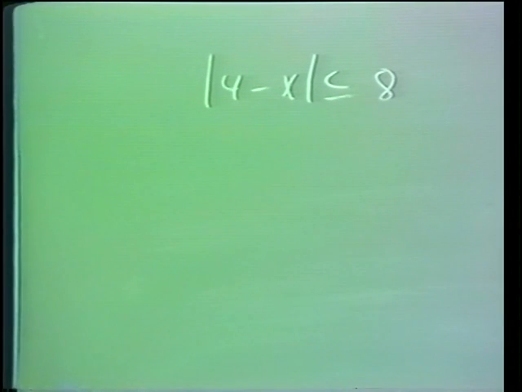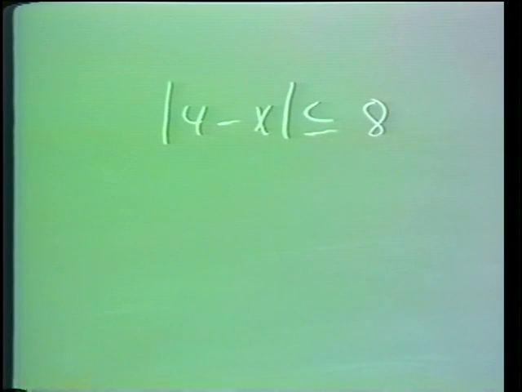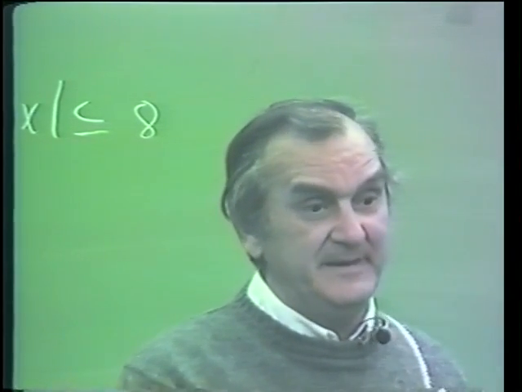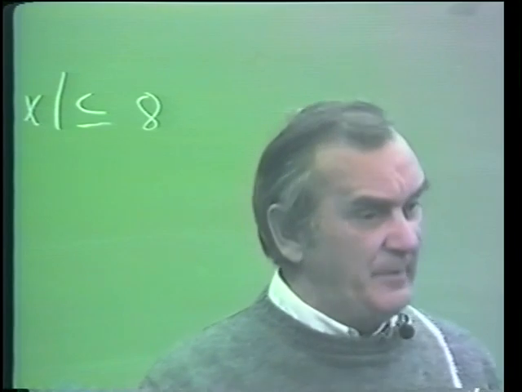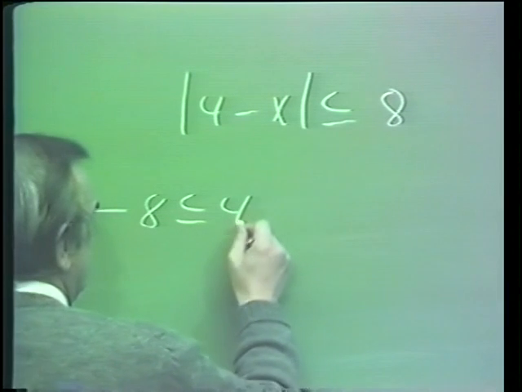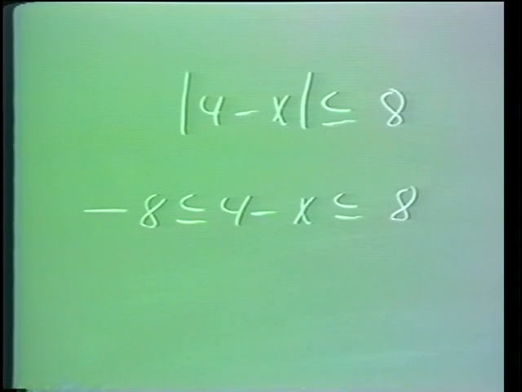Problem number 25. It says the absolute value of 4 minus x is less than or equal to 8. Now, what we're going to do is write this in equivalent form without an absolute value. And the key word there is less than. We had a property that says that anytime the absolute value is less than a, then whatever is in the absolute value symbol has to be between negative a and positive a. So if I use that property, I get negative 8 is less than or equal to 4 minus x is less than or equal to positive 8. So there we have it, the equivalent form without absolute value.